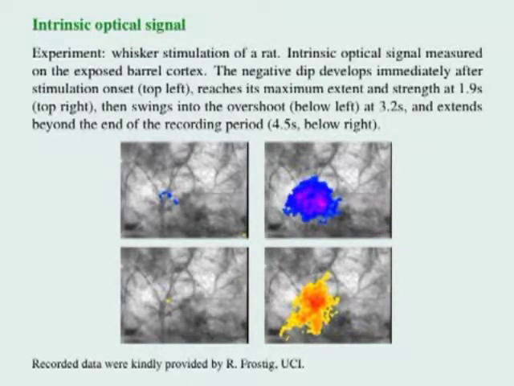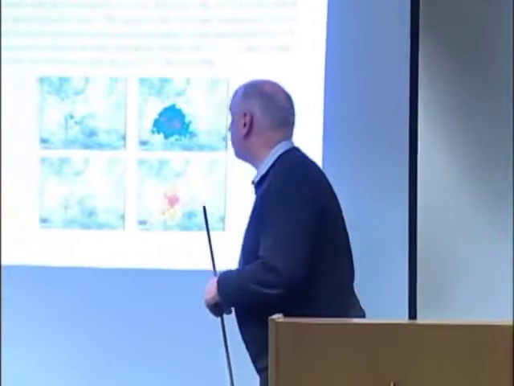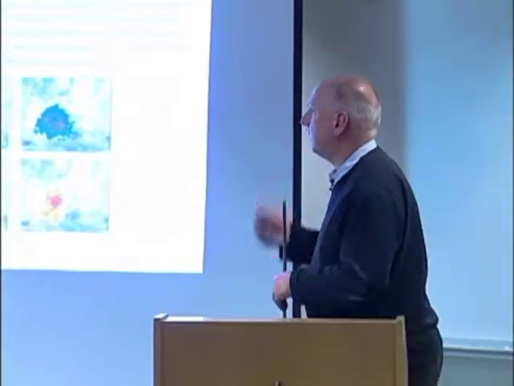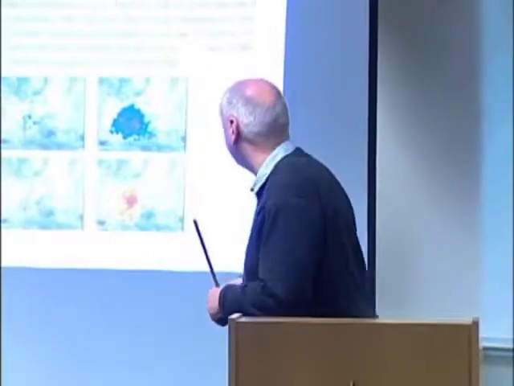Let me show you results from a little experiment. I got the data from Ron Frostig here at UCI. It's an animal experiment in intrinsic optical imaging. So we have the exposed cortex of a rat, the barrel cortex especially, and the stimulation is basically whisker stimulation. And this is nothing but an average over 32 trials. So it's a stimulation for about 1 second, and then I think the intertrial interval was about 12 to 14 seconds or something like that.